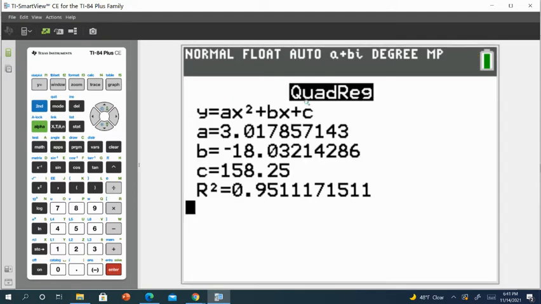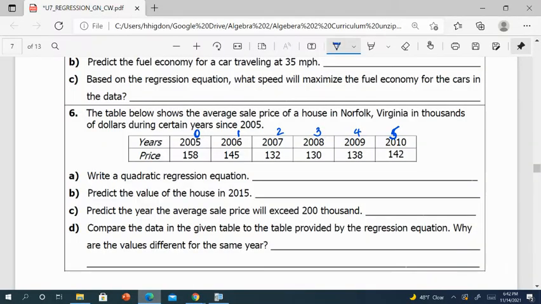All right, so here is our equation. Again, the generic ax squared plus bx plus c. Your a is 3.018, and your b is negative 8.032, and your c is 158.25. So let's create our equation there. Y equals 3.018x squared minus 8.032x plus 158.25. So there's the equation.